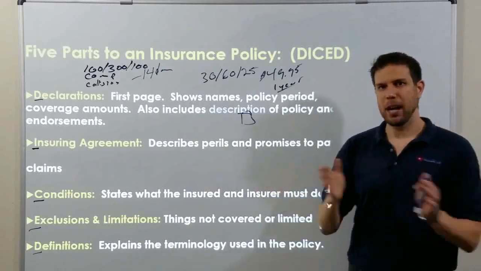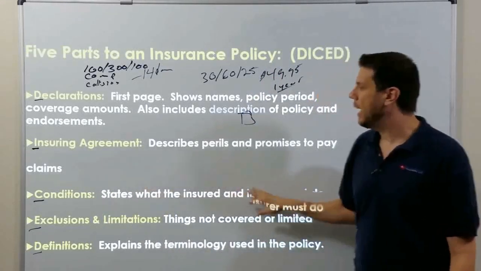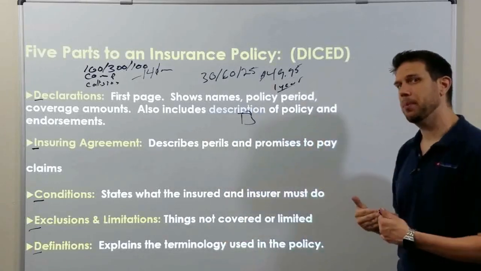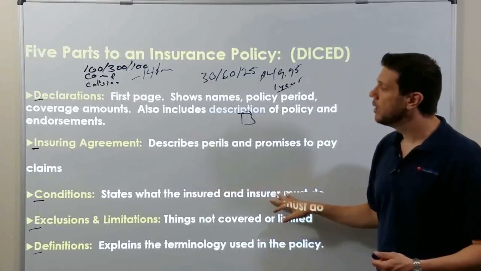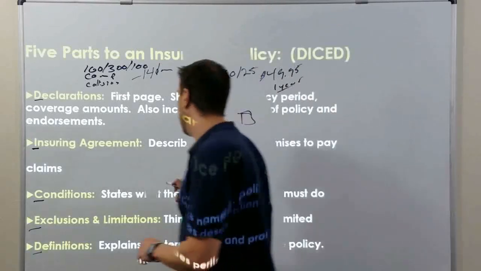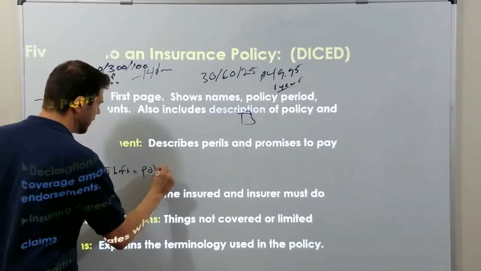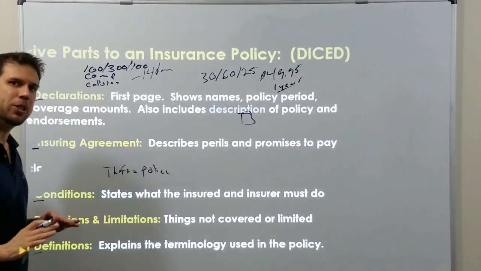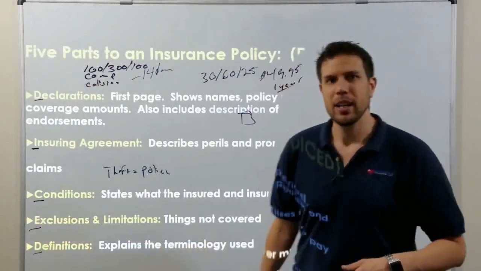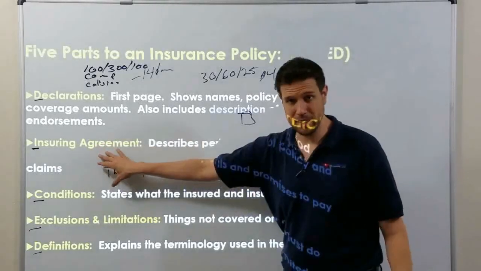Conditions is a rather long part of the policy. It states your duties after a loss, meaning what you have to do and what the insurance company has to do when you have a claim. So for example, if somebody breaks into your house, you have to call the police if there's a theft. That's a condition. The insurance companies will not pay a claim unless you call the police in the event of theft. Let's say somebody hit and runs your car. You have to call the police.